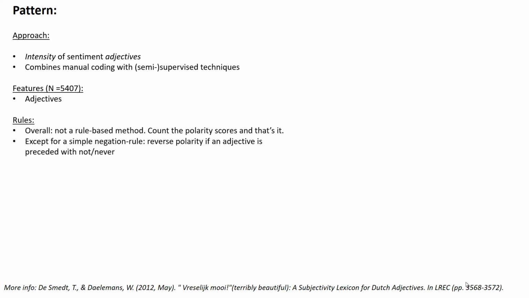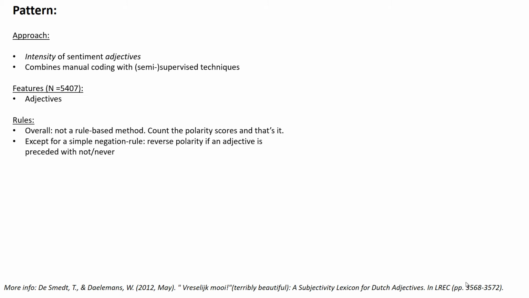It's not really a rule-based lexicon. It just counts polarity scores, and that's about it. It just counts the words, and it sums all the polarity scores between -1 and 1 and takes an average, right? And that's it. But there is one simple negation rule. So if an adjective is preceded with not or never, then it reverses the polarity score. So the sentence this movie is not great, it will recognize it as a negative sentence instead of a positive one.